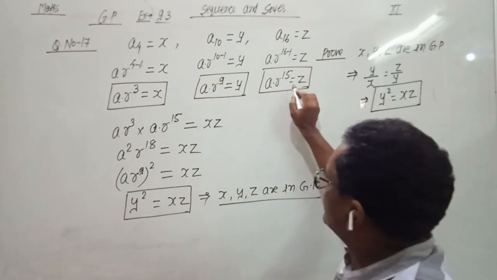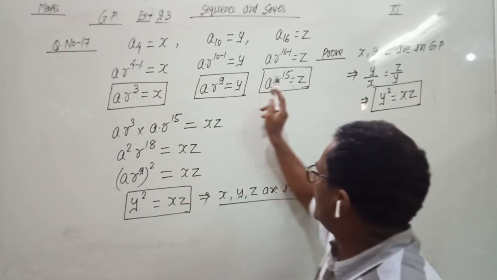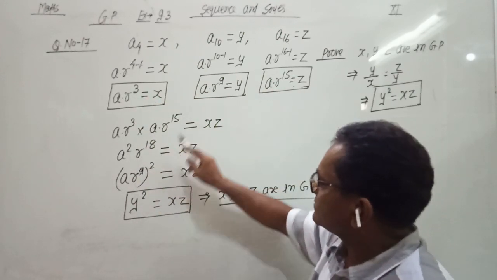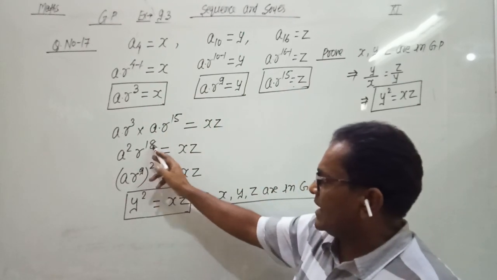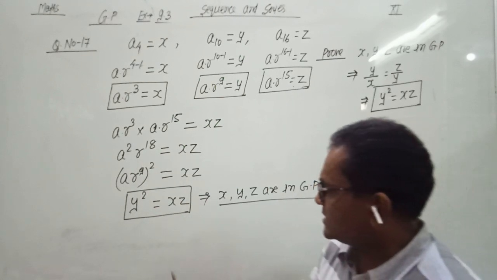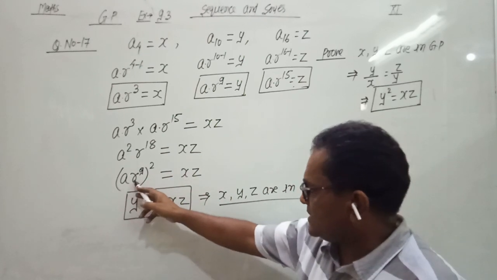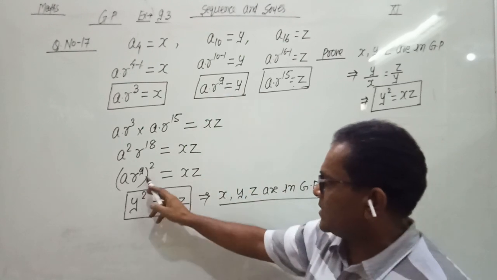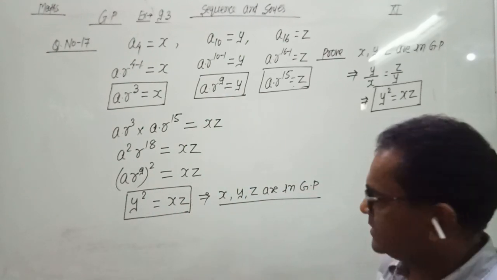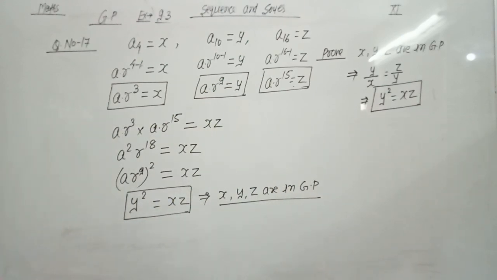Multiply first and third. So a multiplied by a is a square, r cube into r15 is r18, equals to RHS x into z. a square r raised to the power 18 is written as a into r raised to the power 9 the whole square equals to xz. And this can be written as y square because y equals to a into r raised to the power 9. So y square equals to xz. It means x, y, z are in GP.